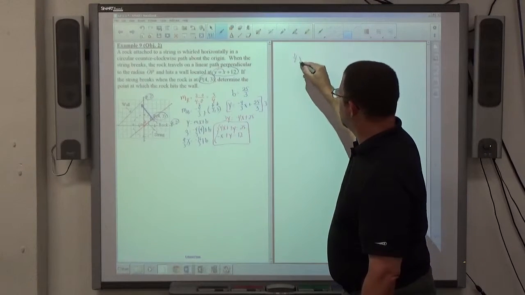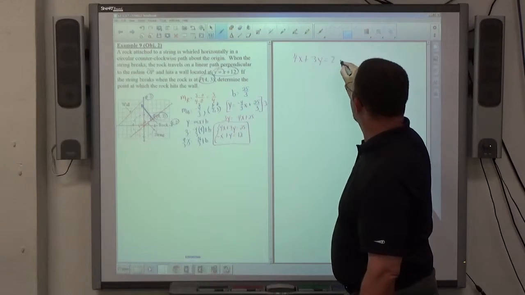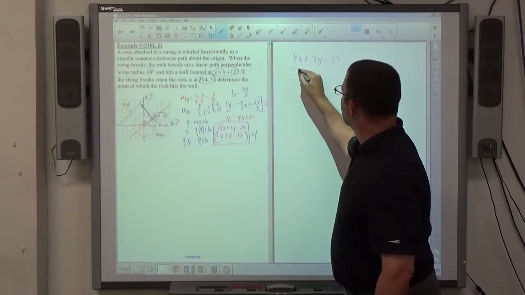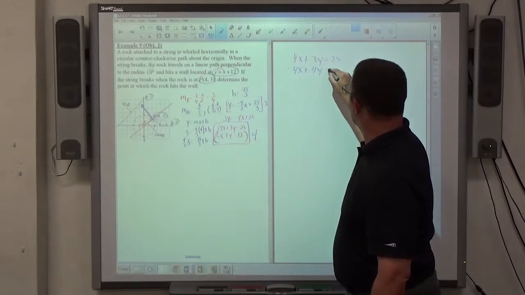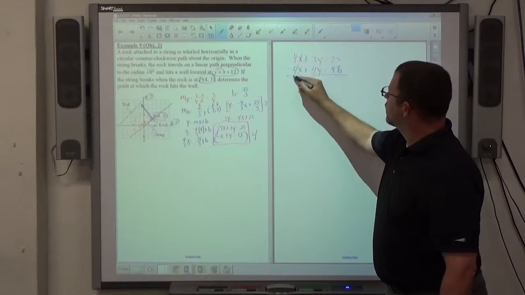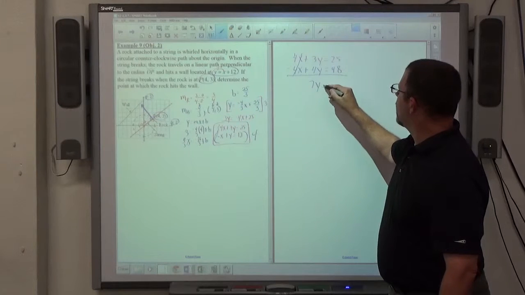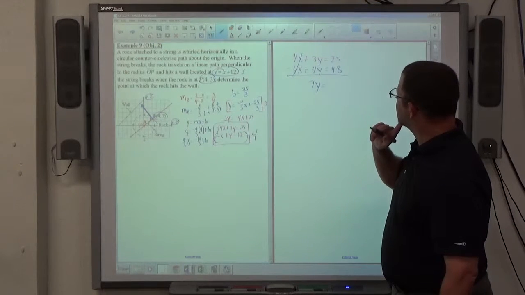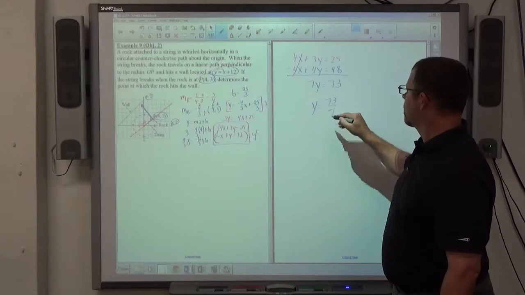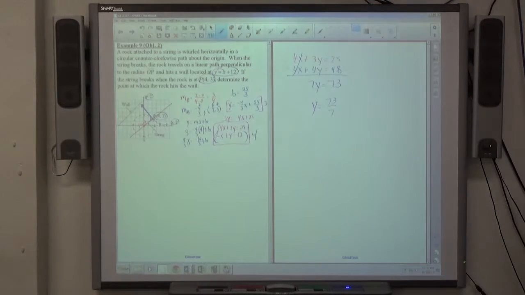So I've got 4x plus 3y equals 25. It stays the same. Take this bottom equation times 4. Gets me negative 4x plus 4y equals 48. Negative and positive 4x cancel. 3y and 4y make 7y. 25 and 48 make 73. 73 sevenths. 10 and 3 sevenths, if you wanted to make a mixed number out of it, I wouldn't. I'd keep it 73 sevenths personally.